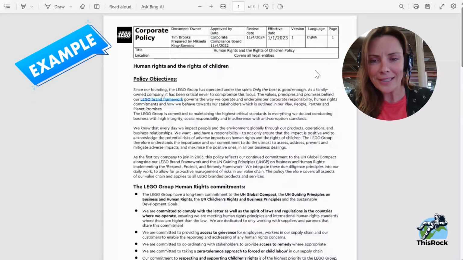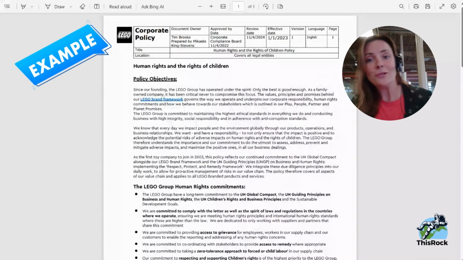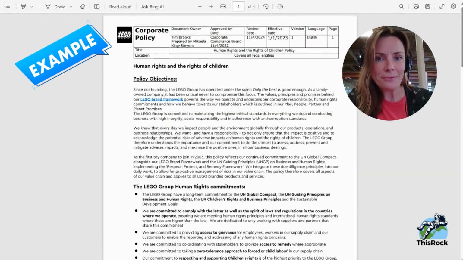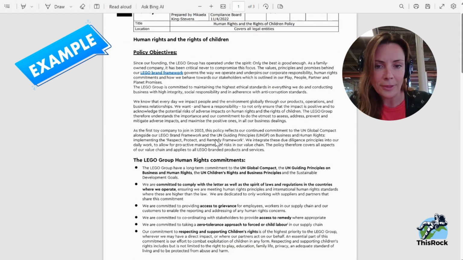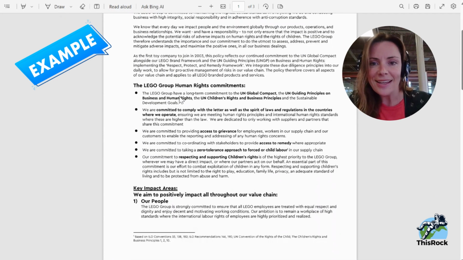I always love looking at examples. So here's Lego's human rights and the rights of children's policy. See, right at the top, they talk about who owns the document, what date it is, and when they will review it, which is coming up. And then they have different sections, which I already talked about. So, what's the objective of this policy? They talk a little bit about who it covers, and their human rights commitments. These can be both quantitative and qualitative.